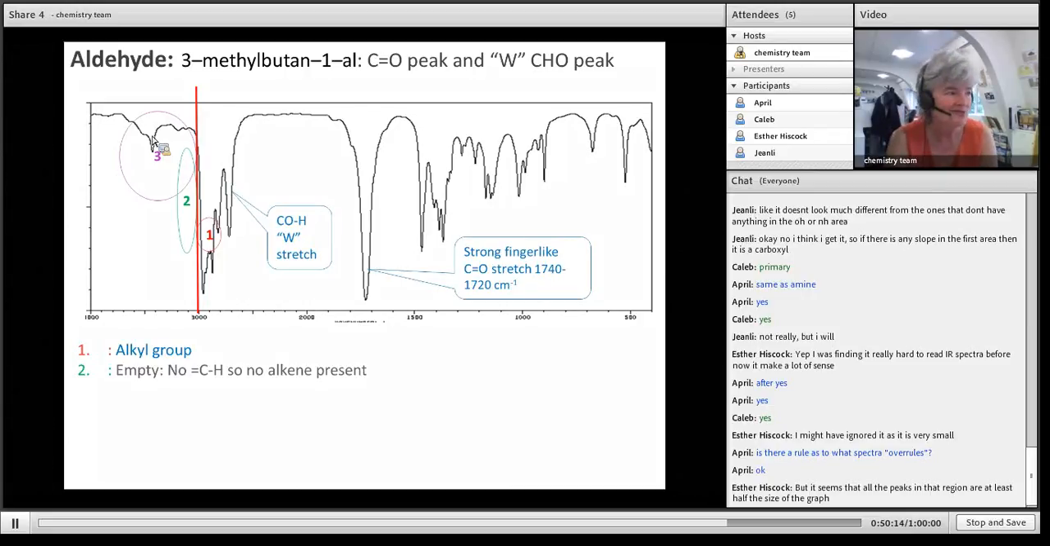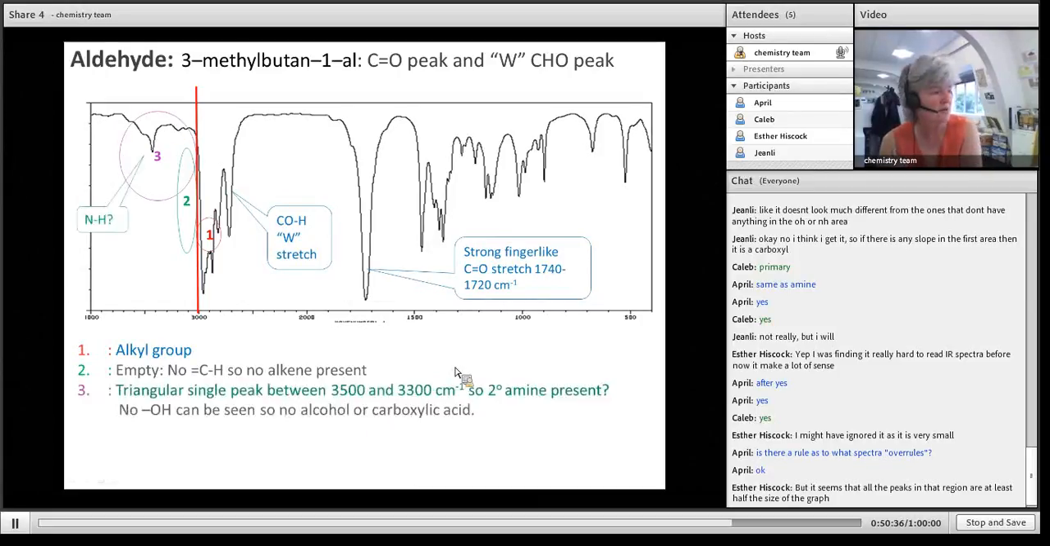I've tried to not choose particularly difficult ones, because we're not trying to trip you up or anything. It's only your first time you're coming across spectroscopy, but it's good to know those sort of things. Yes, Esther, but sometimes you can get amine peaks that are quite small.